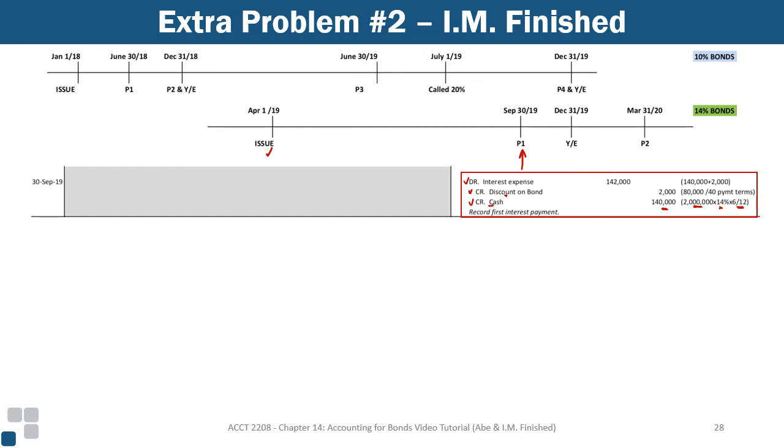The amount of the discount that's being amortized, right, based on the original issue, the bond discount was 80,000. It's a 20-year bond paying semi-annual, so it's 40 payment terms, which means that the discount is 2,000. So 140 plus 2 is 142,000. To make the journal entry balance, we need a debit of 142,000, and that journal entry is taken care of.